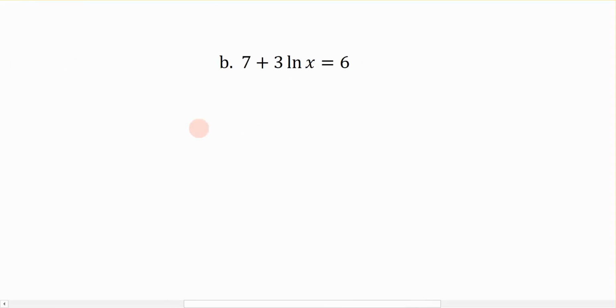Let's look at this next one. This says 7 plus 3 natural log of x is equal to 6. Again, I only have one log term in my equation, and so I'm going to use the definition of logs to rewrite it as an exponent. To do that, I have to get this portion by itself. So I'm going to subtract 7 from both sides first. So that's 3 natural log x is equal to negative 1 by subtracting 7. Now again, I'm trying to get the ln x by itself, so I'm going to divide both sides by 3. So this is ln of x is equal to negative 1/3.